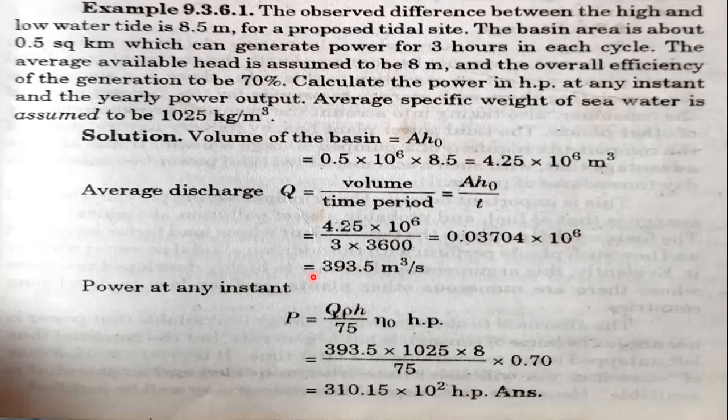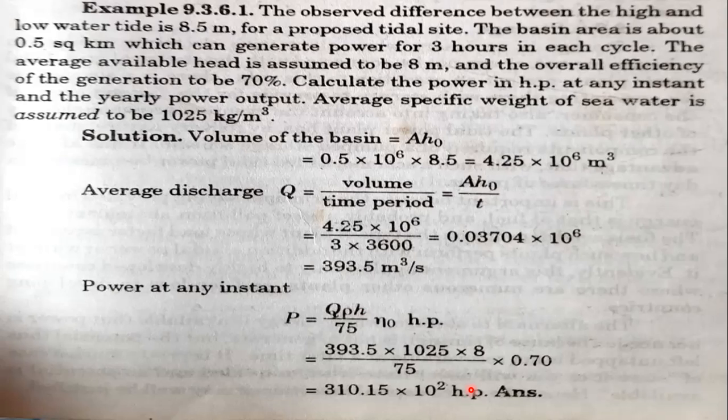If you substitute the value of Q here, 393.5 into 10 power, this is the rho value and this is the H value, 8, divided by 75, into eta efficiency 0.70. We will get the answer in HP: 310.15 into 10 square HP. So this is the power in HP at any instant.